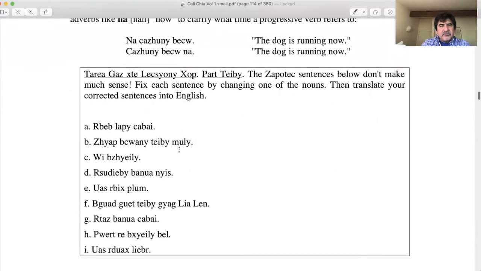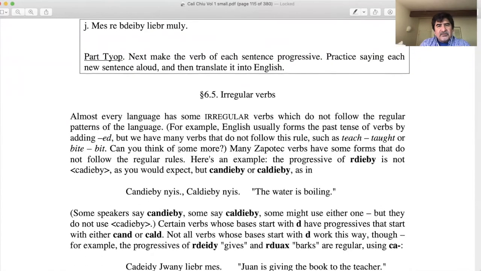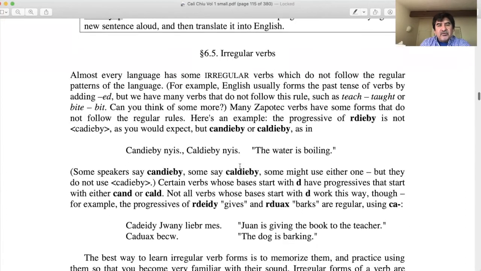And here you need to practice your habitual sentences. There are some irregular verbs, just like in any language you have irregular and regular verbs. For Zapotec, it's erdate, not kadate as you would expect. But kandiev, or some people say kaldiev. Either one is perfectly fine. I use them both myself. Sometimes I say kandiev, sometimes I say kaldiev. I'm not even aware that I'm doing that, but I go back and forth.